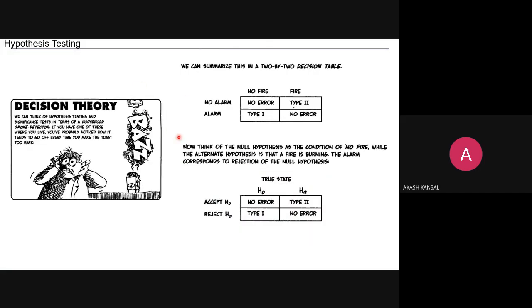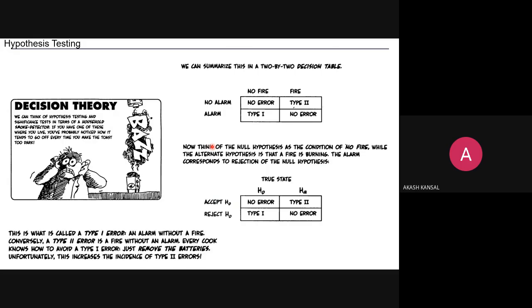Now, these are some snapshots from the last session, where we ended our discussion on decision theory, where we saw what type 1 and type 2 errors were. Right.